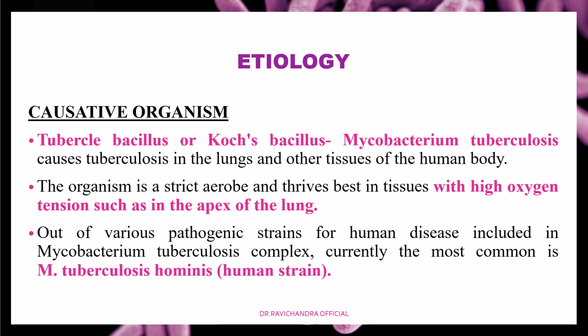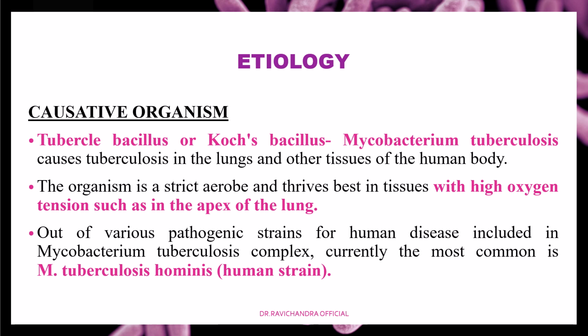It is a strict aerobe and thrives best in tissues with high oxygen tension, such as in the apex of the lung. So the most common place where tuberculosis occurs is the apex of the lung. This can be asked in the MCQ.